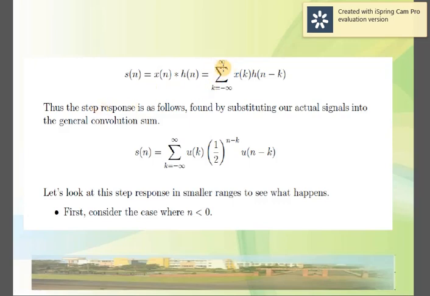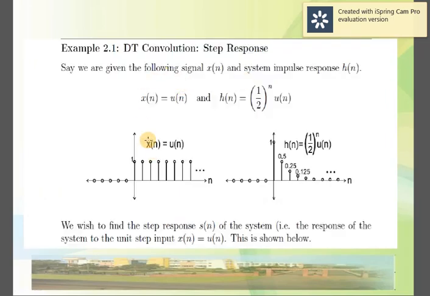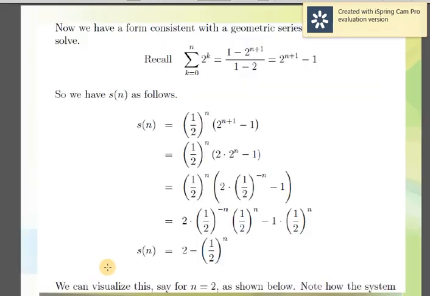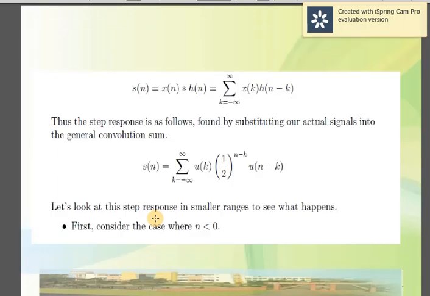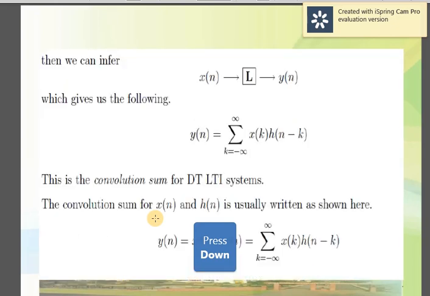It is given as the summation k equal to minus infinity to plus infinity, x of k, h of n minus k. We have x of k as the x of n signal itself, with n replaced by k, and the h of n signal has to be obtained as h of n minus k by replacing n by n minus k. So the convolution of s of n is written in this way.